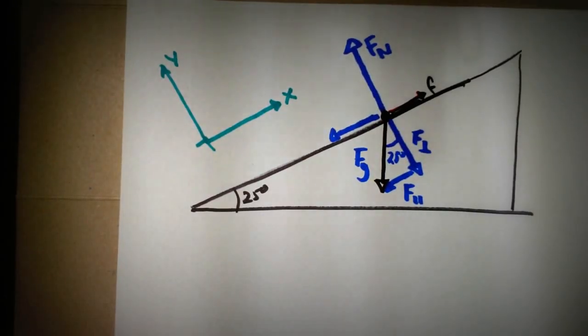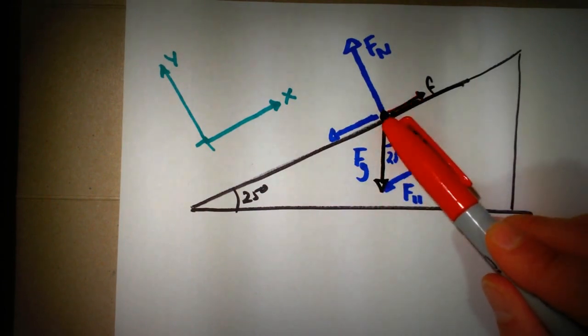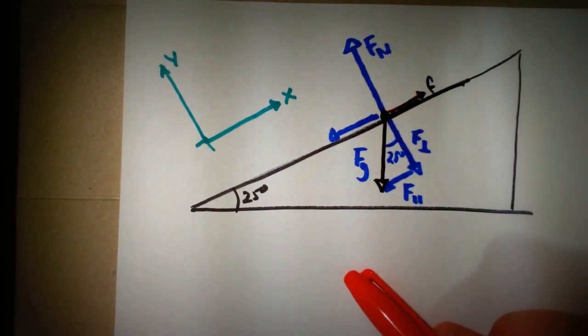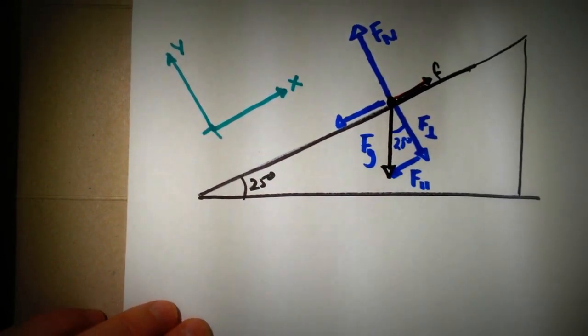This is part 2 of example 1. Now that we have figured out the vector components that are acting on our skier, we can begin to solve the problem. So first, as always, let's start collecting the data, what's given to us.